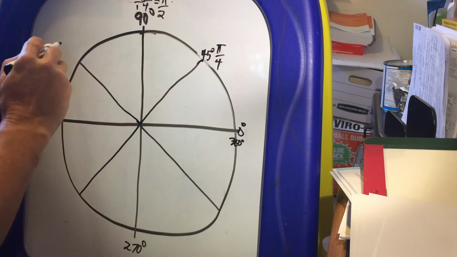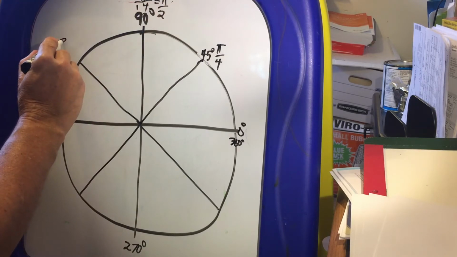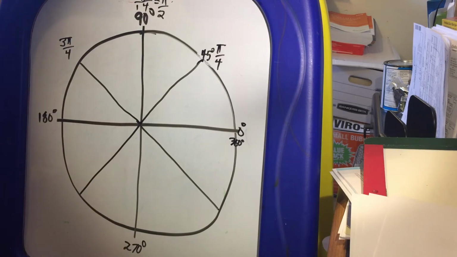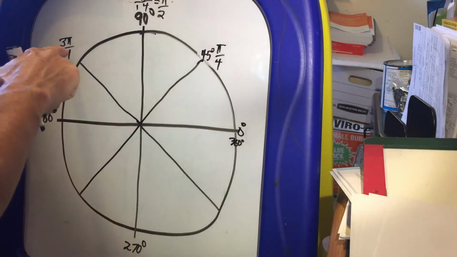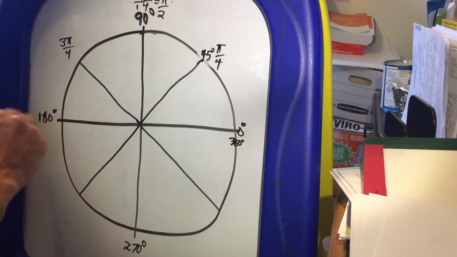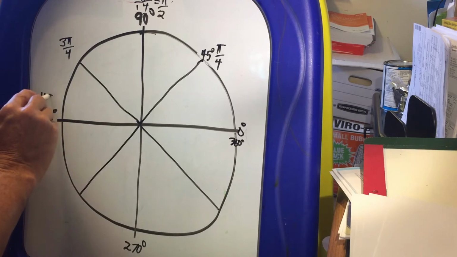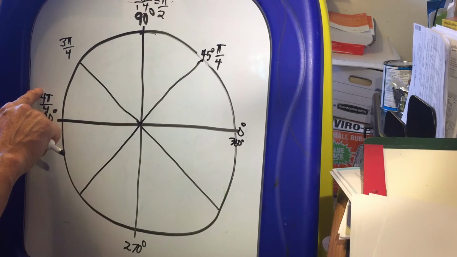This one would be the third pi over 4, so that's 3 pi over 4. The third pi over 4. Does that reduce? No, Mr. Z, that doesn't reduce. Oh, okay. So that's 3 pi over 4. This is the fourth one. That's 4 pi over 4. Now 4 pi over 4 reduces, so that is just pi.